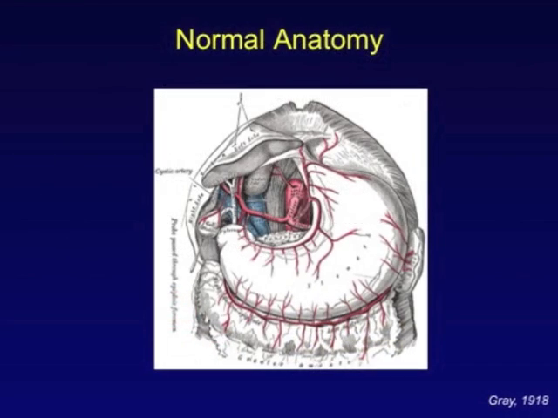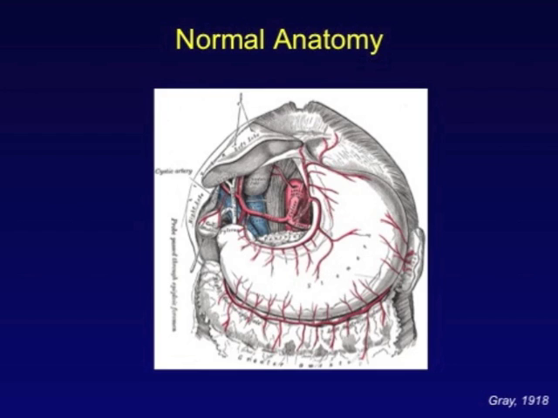I'm going to talk a little bit about the most common operation performed for pancreas cancer, which is the pancreaticoduodenectomy, or Whipple operation. And before I do that, I'd like to discuss the normal anatomy so I can describe what the operation entails.